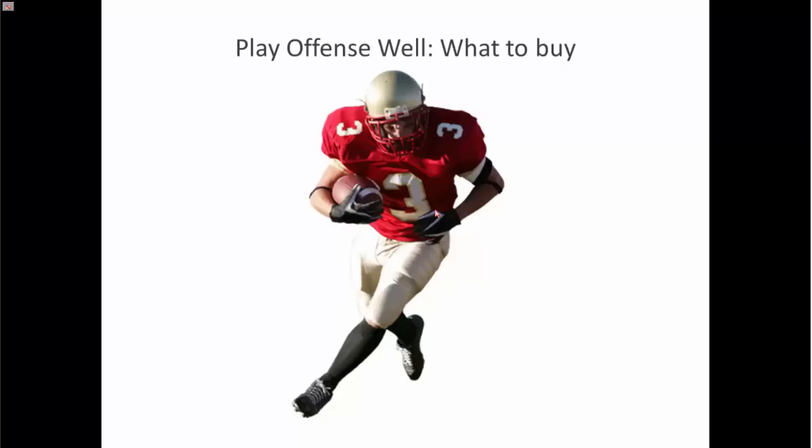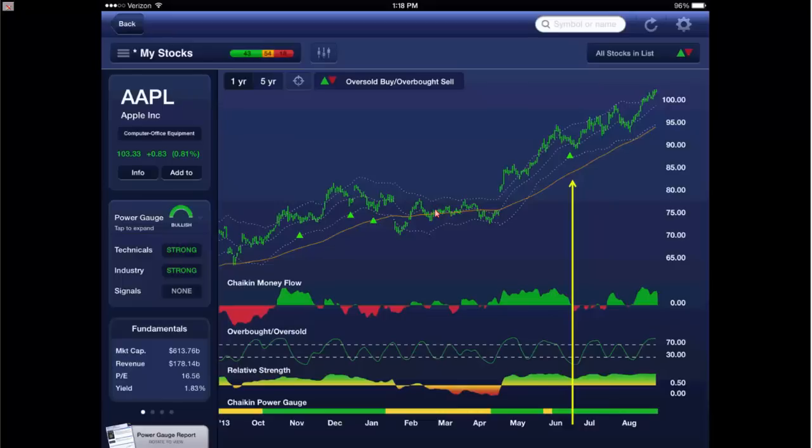So what we've been talking about in terms of the classic bull and the second step in the Chaikin 5-step methodology is how to play offense well, which to me means knowing what to buy. And Chaikin Analytics is excellent. The Power Gauge rating is excellent at telling you what to buy. So here's a couple of examples of that. Apple's Power Gauge rating had been bullish in October. The stock, as we'll see, reversed from a long-term downtrend.